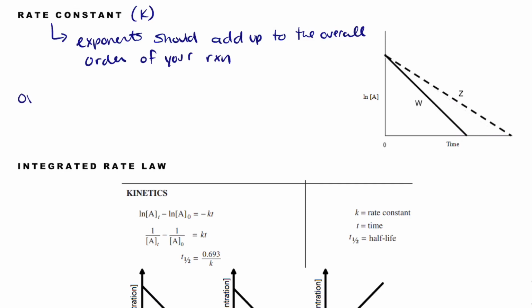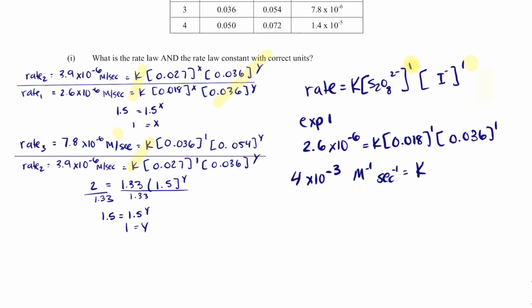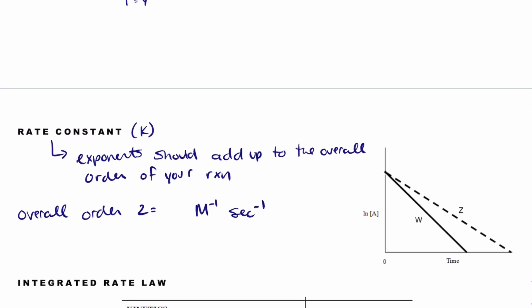So let's say I had an overall order of 2. I'm always going to have per second, or seconds to the minus 1 power. And right now, if I added that, I only have 1. So what that means is I need a molarity to the minus 1 power. And so you can see that 1 and 1 will equal 2. And that's exactly what we had up here. Okay, that's the units that we got.